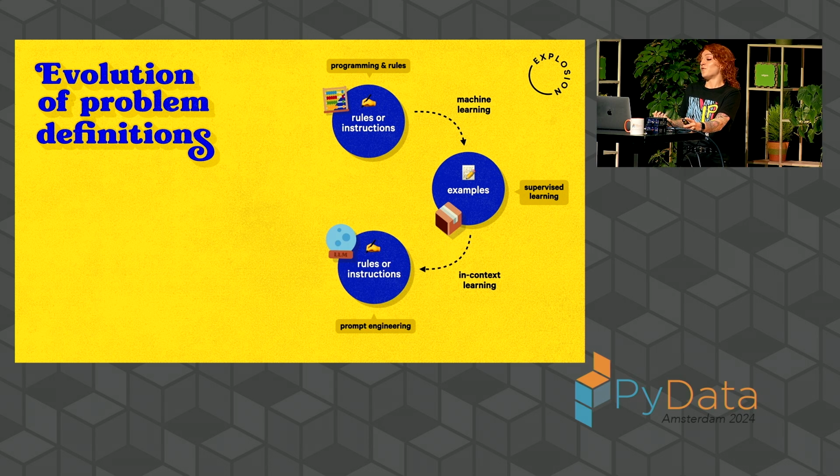And now, with in-context learning, we unlocked basically a new way to tell computers what to do again, and that is also through rules and instructions in the form of natural language prompts.